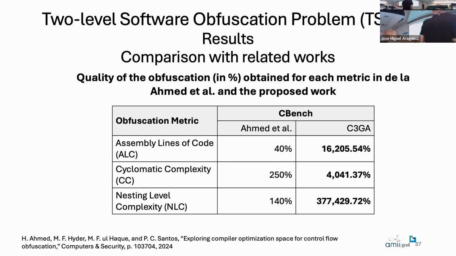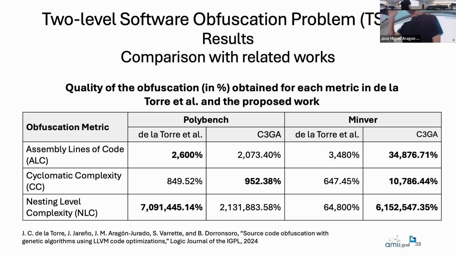And now we are going to compare results with those obtained in the literature. First of all, we are going to compare with the results of Methodol. As we can see, for events, we have obtained significant improvement with respect to those obtained in the paper of Methodol. And when we talk about our previous work, it's interesting that for Mindbird, we have significant improvement in all cases for the different obfuscation quality metrics. But for Polybench, we have only improved our previous results in cyclomatic complexity.